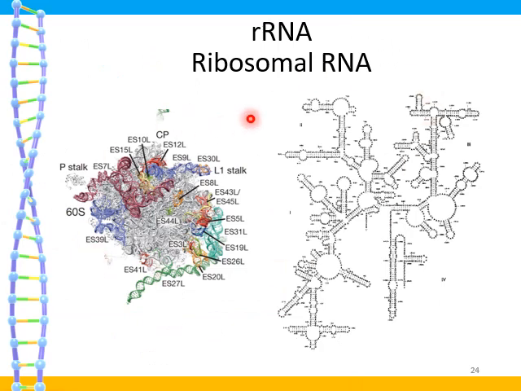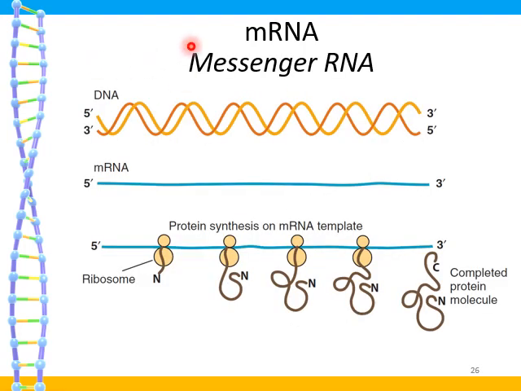This is the structure of rRNA. As you can see here, it contains a very huge structure, and we have many different types of rRNA molecules. Again, I just want you to have an imagination of the rRNA structure, and there is no need to memorize these structures. And then we have the messenger RNA.